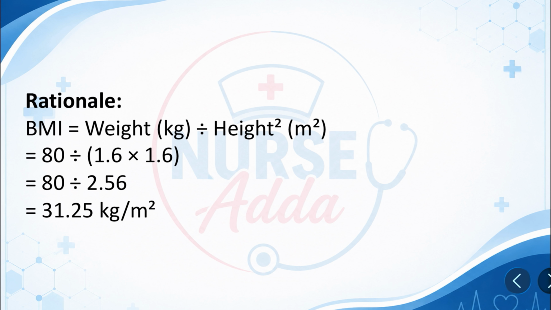So here is the equation for that. Body mass index is equal to weight in kg, the whole divided by height in meter square. So here the weight is 80 and height is 1.6 meter. So we get the answer 31.25 kg per meter square. Moving into the next question.